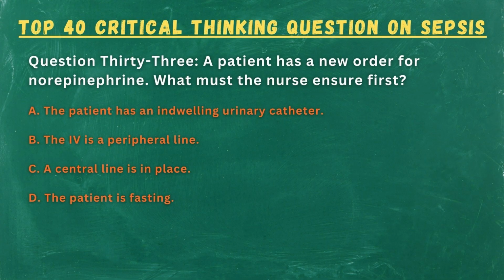Question 33. A patient has a new order for norepinephrine. What must the nurse ensure first? A. The patient has an indwelling urinary catheter. B. The IV is a peripheral line. C. A central line is in place. D. The patient is fasting. Answer: C. A central line is in place.